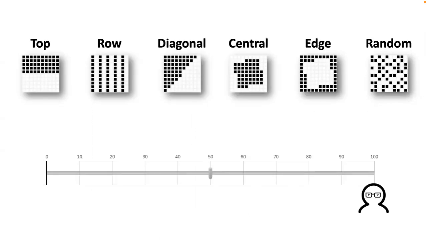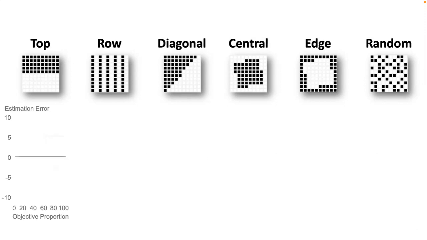We showed participants an icon array for 1 second, and then they were prompted to estimate the percentage of filled grids in the icon array via a slider ranging from 0 to 100. Here's what we found. We'll plot the actual proportions people saw on the x-axis and the error in people's estimation on the y-axis. If it's above 0, they overestimated.